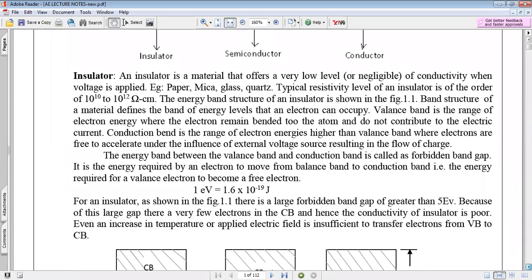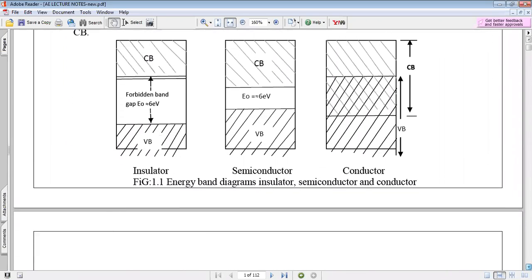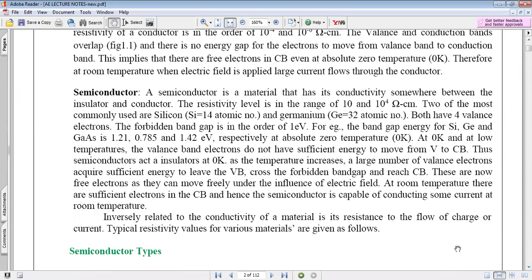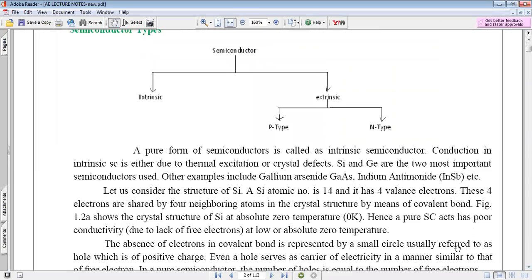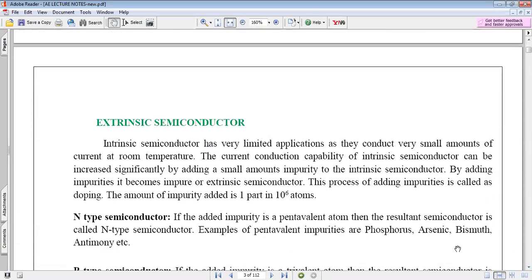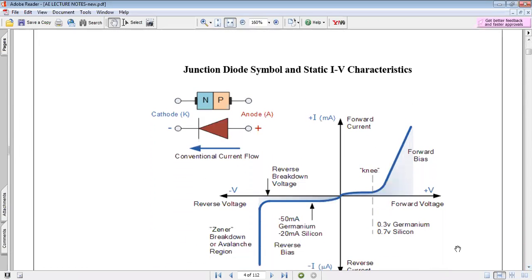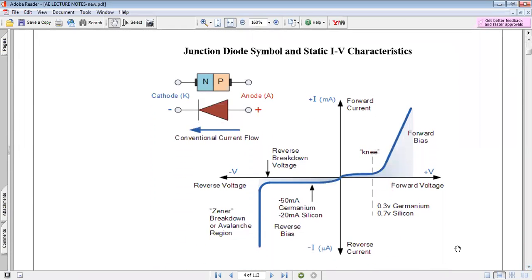Insulator, semiconductor, conductor, their energy band diagrams. Then we have covered the types of semiconductors, intrinsic, extrinsic, p-type, n-type, p-n junction formation, the biasings, forward bias and reverse bias. Now this is the next topic which we have to cover today. This is VI characteristics of PN junction diode.